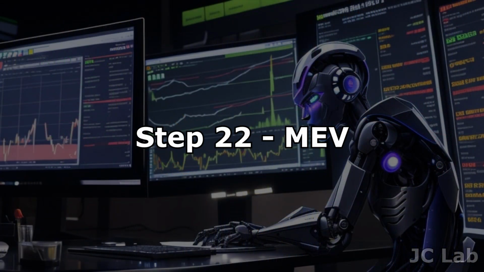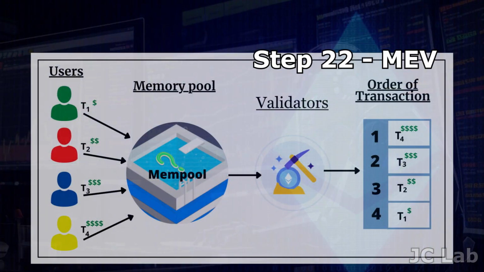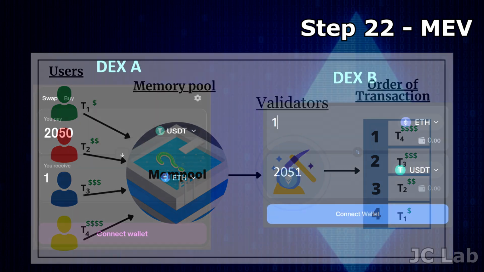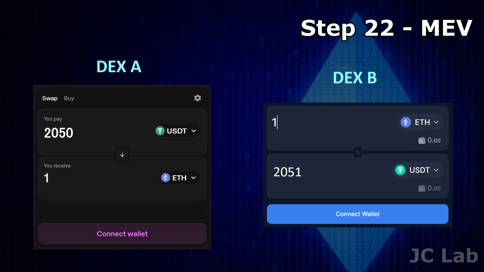Step 22. MEV. Block creators can arrange transactions in a certain way that makes profit. This is called maximal extractable value, or MEV in short. For example, the buy price of Ether USDT is 2050 on DEX A. The sell price is 2051 on DEX B. You can make money by buying Ether at DEX A and selling it at DEX B.